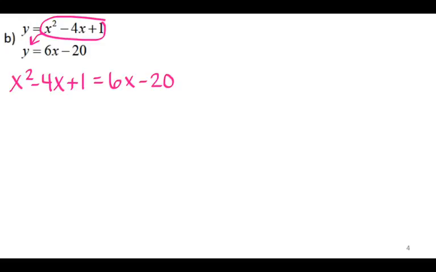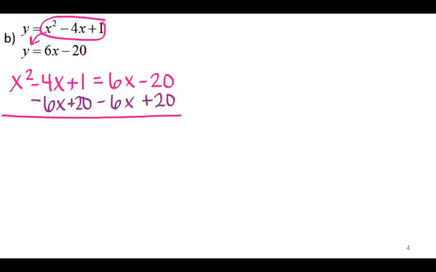So now that I have them equal to each other, I'm going to go ahead and get it equal to 0. I'm going to subtract 6x from both sides, and I'm going to add 20 to both sides because I want to get it equal to 0. So I have x squared minus 10x plus 21 equals 0. And now I need to factor.